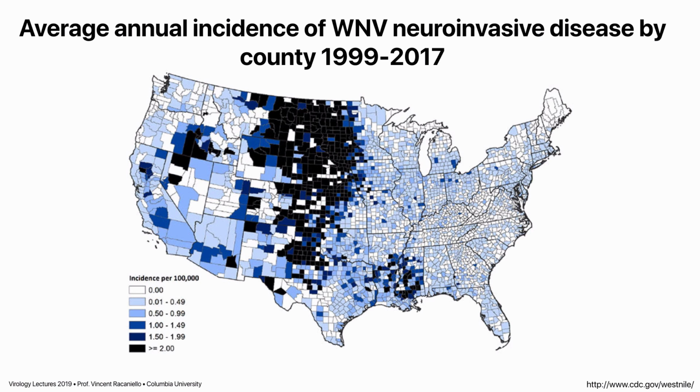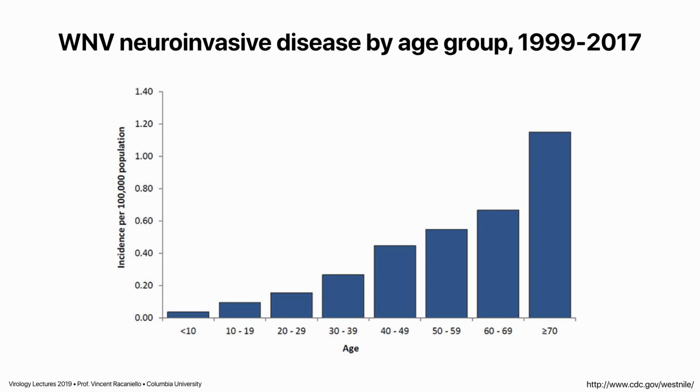So this is neuroinvasive disease by county from 99 to 2017. The darker counties have the more neuroinvasive disease. And you can see where most of the West Nile cases occur, in the middle part of the US, where there are lots of mosquitoes and the climate tends to be drier.